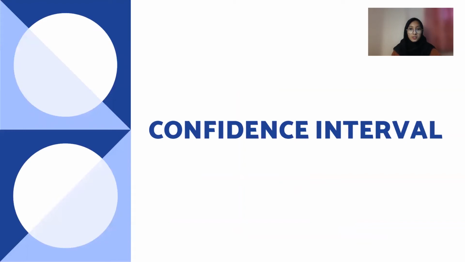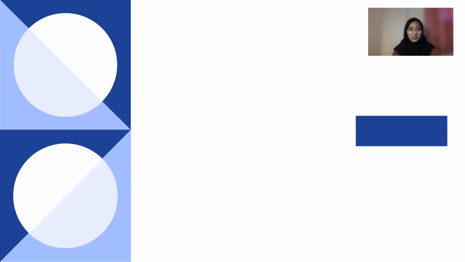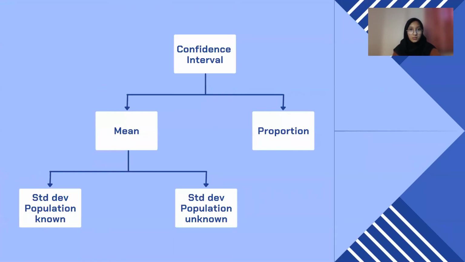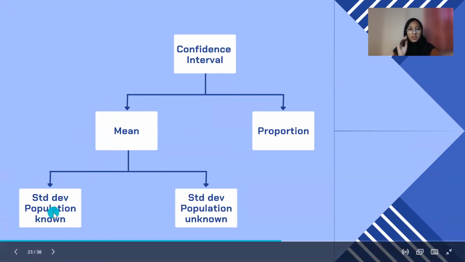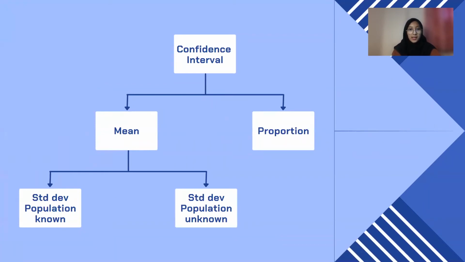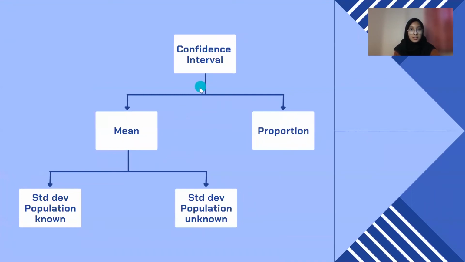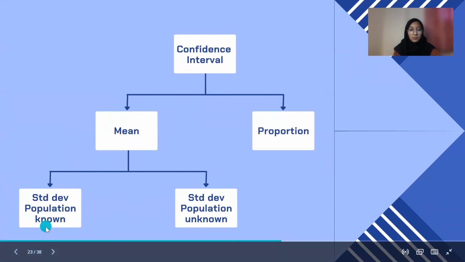Okay, so the fourth one is the confidence interval. It is a range of values that describes the uncertainty surrounding an estimate. So confidence interval has two types. The first one is mean, and the second one is proportion. And we can divide mean into the standard deviation of the population being known and unknown. But here, I will only explain the confidence intervals of mean with both the standard deviation known and unknown.